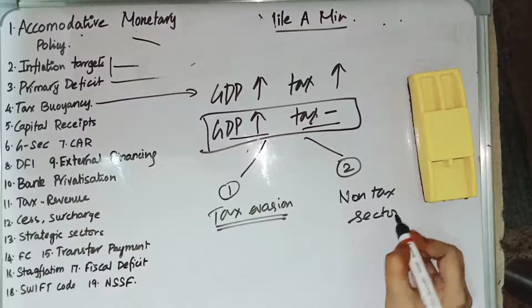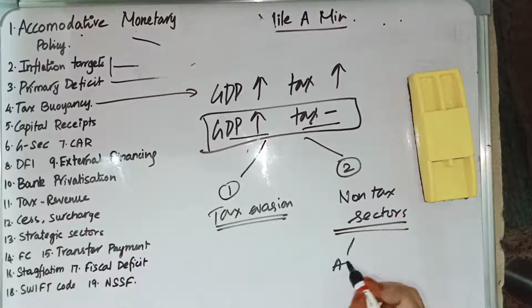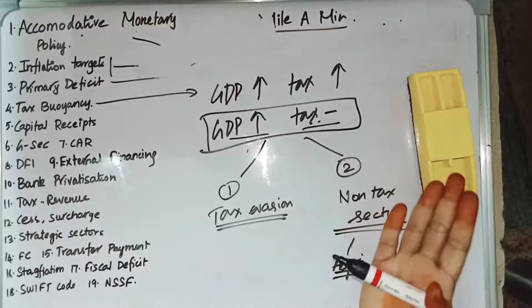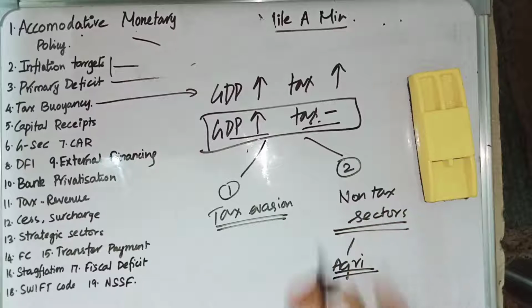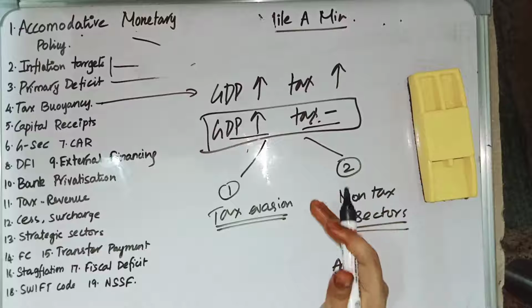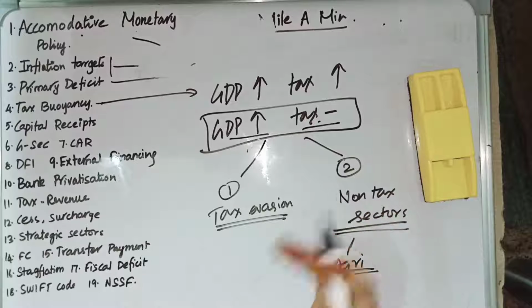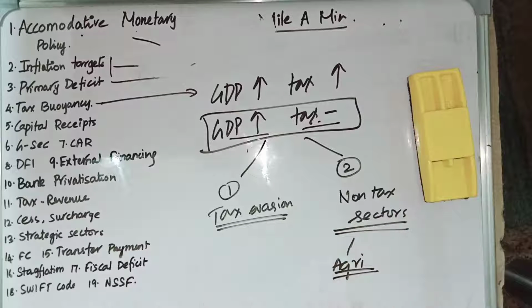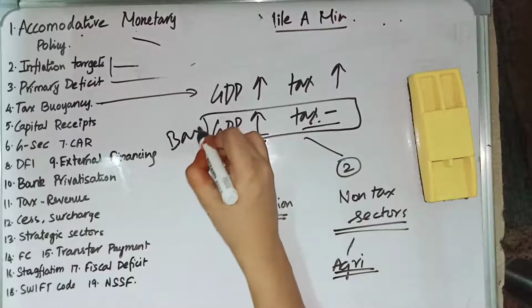Say non-tax sectors. For agriculture, the tax is not collected by the center. If there is a growth in the agricultural sector, the tax revenue of the center is not going to increase, right? So tax buoyancy is nothing but, if there is an increase in GDP, there should be an increase in tax revenue, which means there is a good tax buoyancy. But if there is an increase in GDP, but no increase in tax revenue, it means that is bad tax buoyancy.